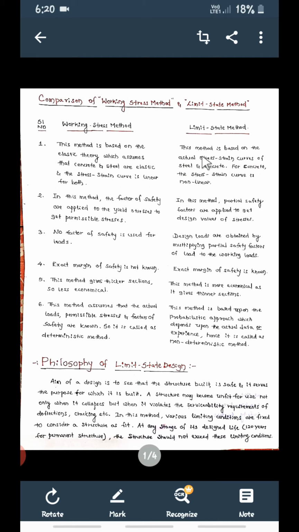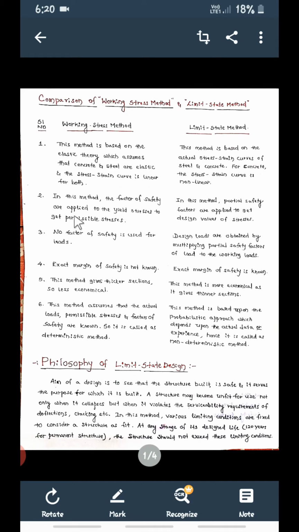If you consider the limit state method, this method is based on the actual stress-strain curve, not only the linear part. The complete stress-strain curve will be considered, that is, the actual stress-strain curve of steel and concrete. For concrete, the stress-strain curve is non-linear. We have seen that already, concrete is a brittle material, so the stress-strain will not be linear. Here it is considered linear, and here it is not linear, it is a non-linear curve.